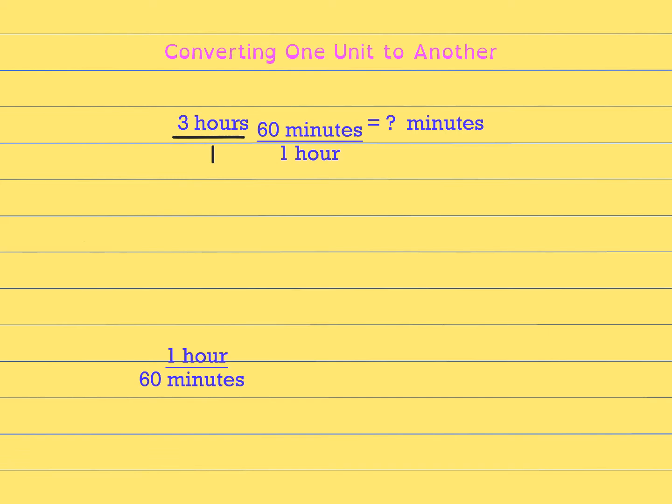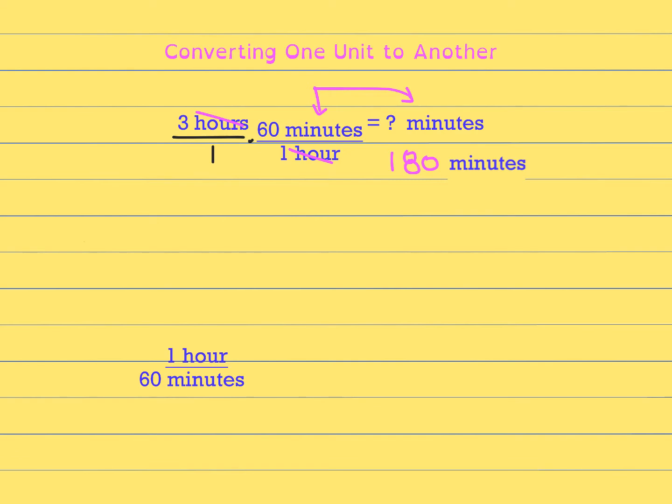If we do that, we say that times that, and what we're doing is canceling out the units. Hour here and hour here cancels out, leaving us with these units as part of our answer. And what happens when we multiply 3 times 60? We find 3 times 60 to be 180, so we have our answer of 180 minutes. 180 minutes. Yep.